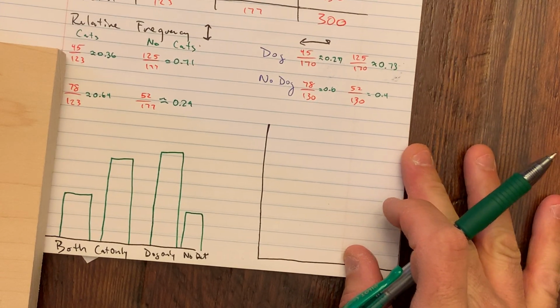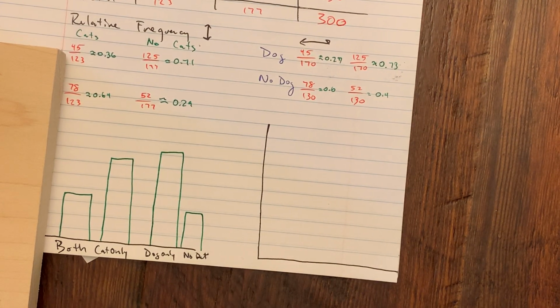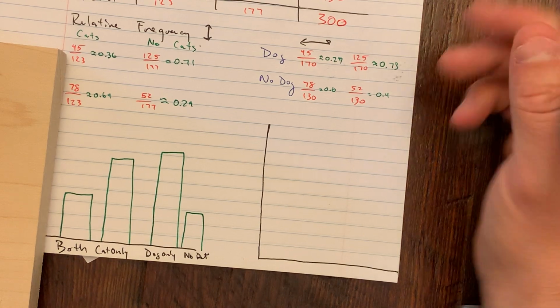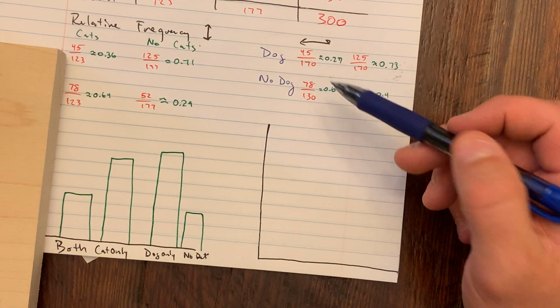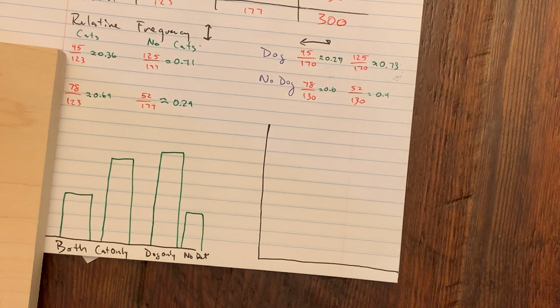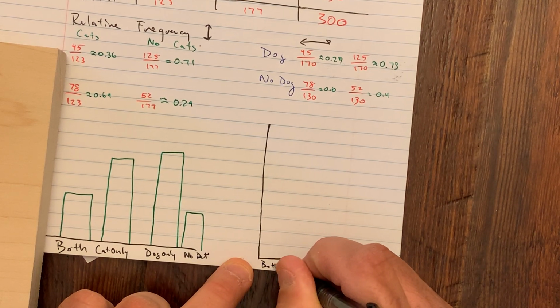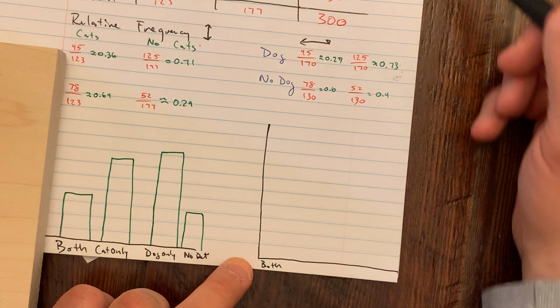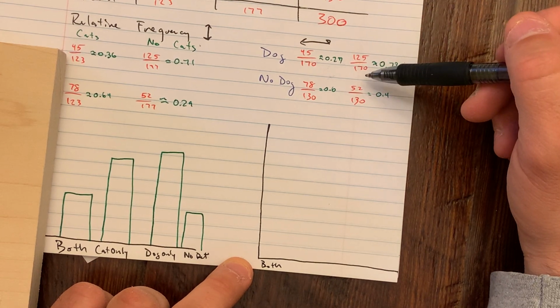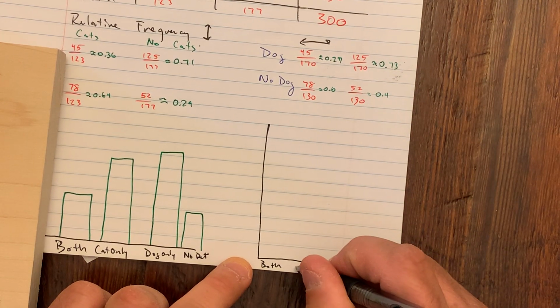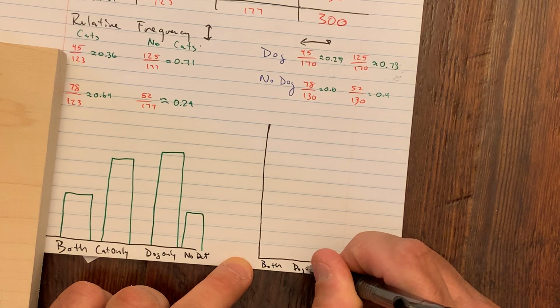Now let's look at by row. And we went by row. That first number, that 45 out of 170, that's really for owning a cat and a dog. All right, so we'll put both down again. And then the next part, that 125 or 170, that was a dog with no cat. So dog only, we'll say.